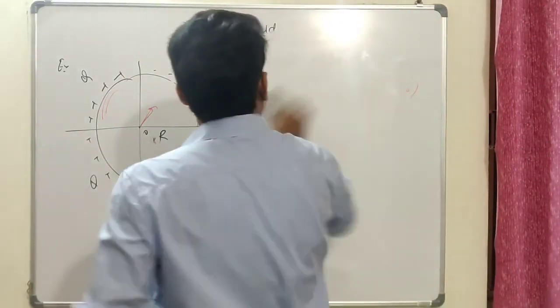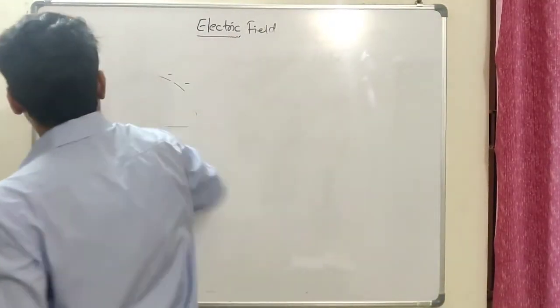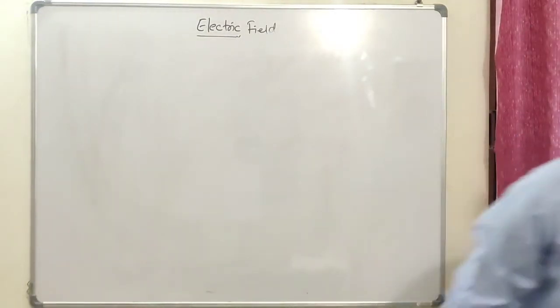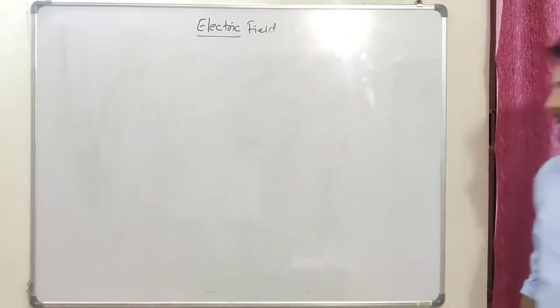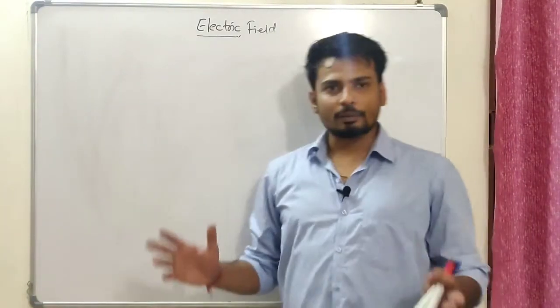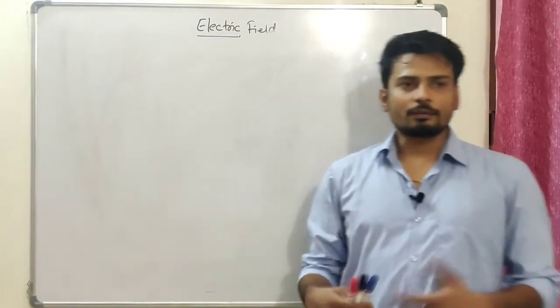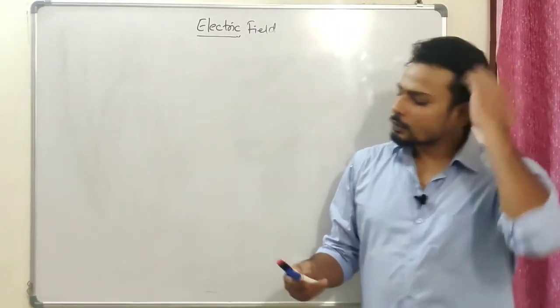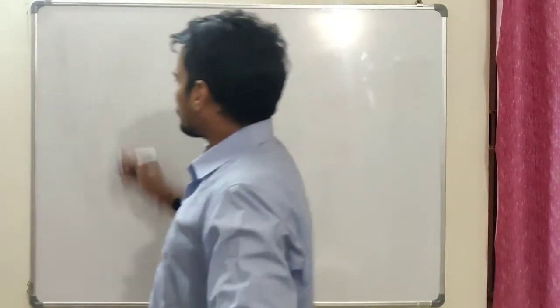In all these cases we've seen uniform distributions of charge. There could be some cases in which the charge might not be uniformly distributed. That might depend on certain values, let's suppose the angle or the length. Let's see one such question. You might have found this question in good books.